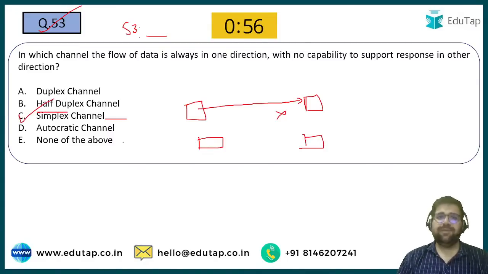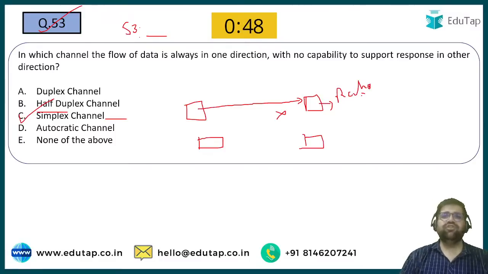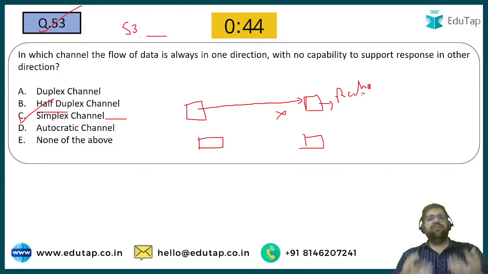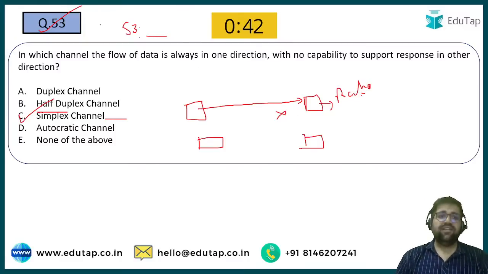Here the answer is option number C, I agree. But just to explain to you, what is half duplex? For example, in simplex, the example will be radio. In radio, we do not have the option to change the songs, right? Whatever the radio broadcaster is saying to us, we will just have to listen to it. That is your simplex channel. That is only one-way communication.